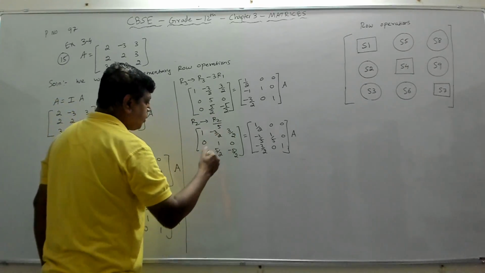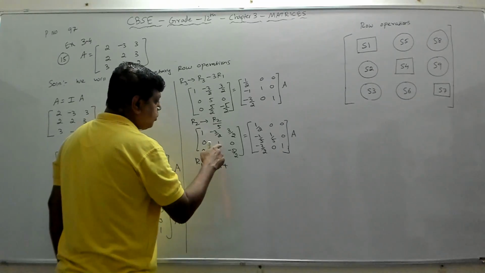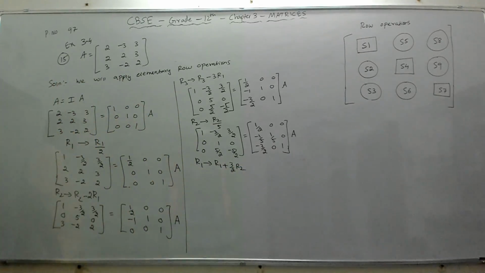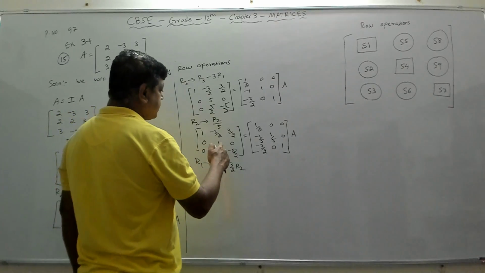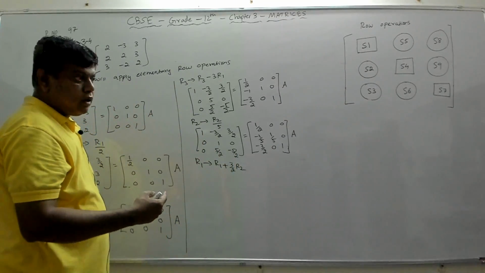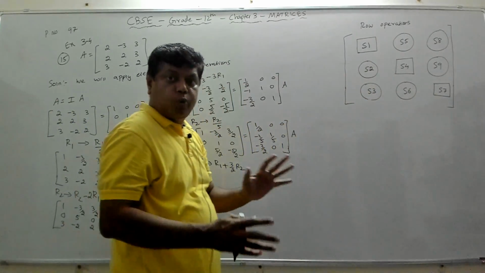So this is R1. So we'll say R1 implies R1 plus 3 by 2 R2. I'll multiply this with 3 by 2 R2. So that will make this as 0. And actually you can do one more thing. You can do your step 5 and step 6 together in the same step.